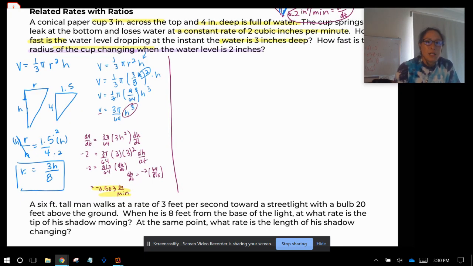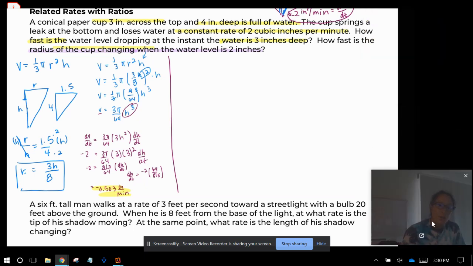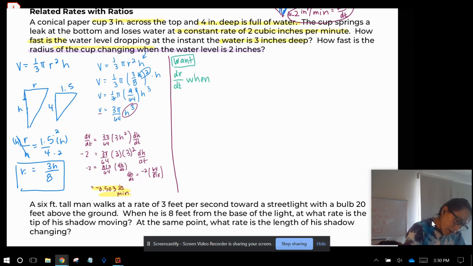The second part is, how fast is the radius of the cup changing when the water level is 2 inches? So how fast tells me that that is a rate. So we want dr/dt, the changing radius, when the water level, so when the depth or the height, is equal to 2.